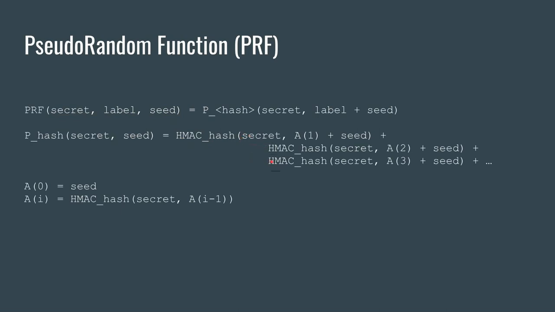If you want to generate a longer output string from the PRF, you can just do more rounds and concatenate the outputs together. And we also see that each round is recursive in nature, meaning the input data for a given round depends on the output data from the round before it. And if we draw this out, it ends up looking kind of like the cipher block chaining example we looked at earlier.